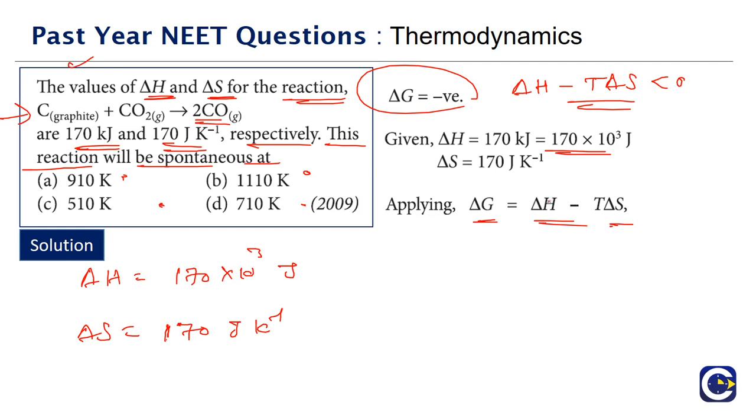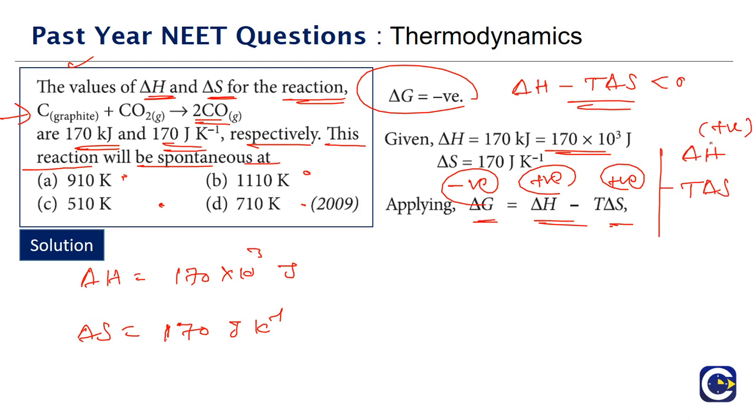So del H is positive, del S is also positive, and spontaneity means we want this to be negative. Del G always has two parts. First part is delta H, second part is minus T delta S. Del H is positive and del S is positive, but there is a minus here, minus T del S. As you go to high temperatures, the second term becomes more and more negative, and that can make our overall del G negative.